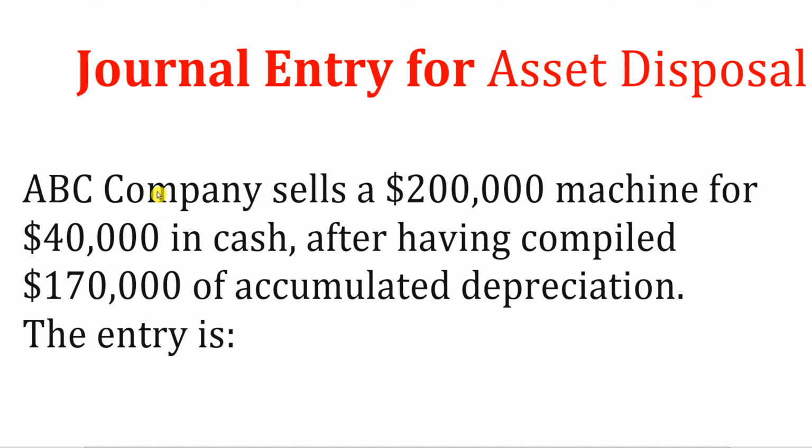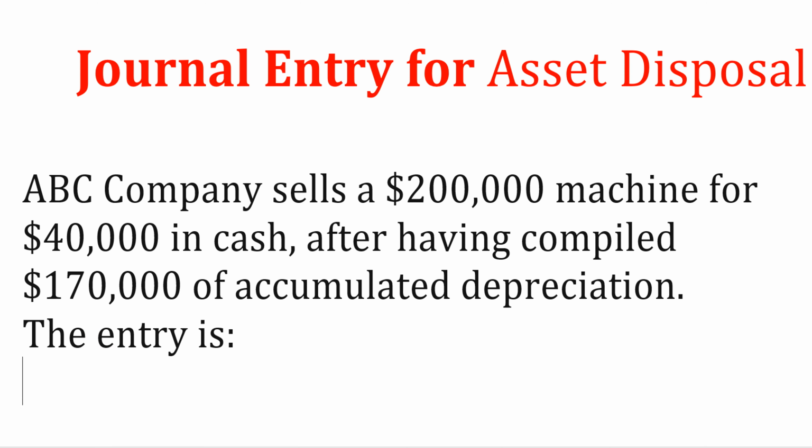For example, ABC company purchased a machine for 200,000. After that, we sold that machine and got cash of only 40,000. After we used it, the accumulated depreciation was 170,000. So how can we make the journal entry for that transaction?